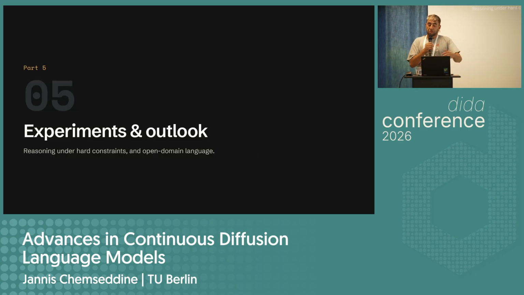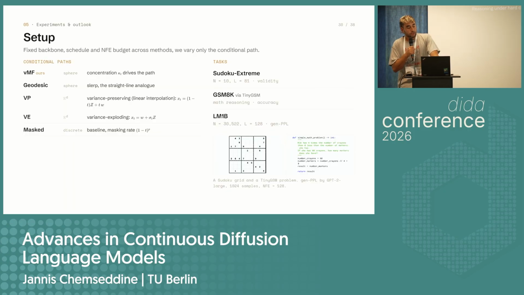So let me just show you some experiments and what these models do. The setup is like this. We fixed the network and everything, how we do the schedule, all that stuff is fixed. The number of function evaluations are fixed, and we start varying the different paths. So we have our two paths on the sphere.